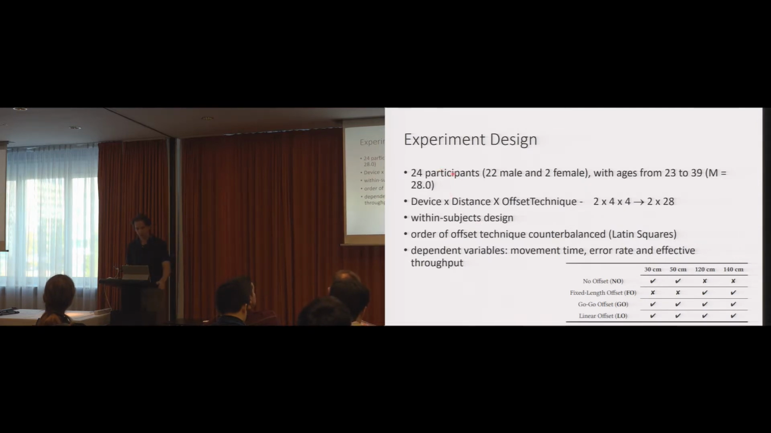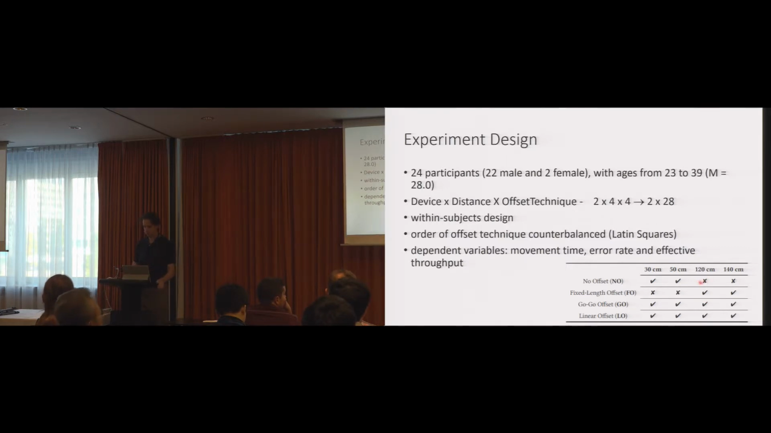So we had 24 participants. Average age was young, 28. We didn't actually use all 32 combinations of these 3 variables. In the table down here, you see X's and check marks. The check marks are combinations that were used. The X's are combinations that were not used.